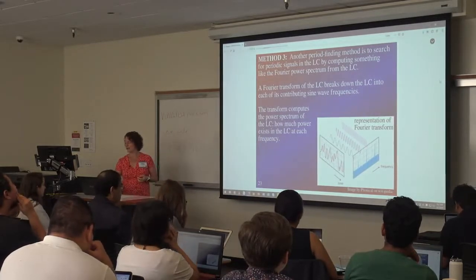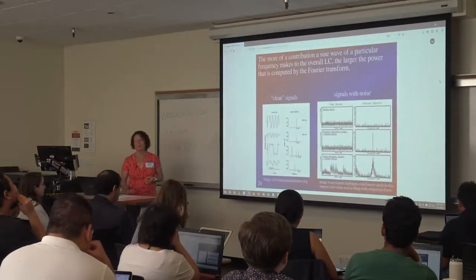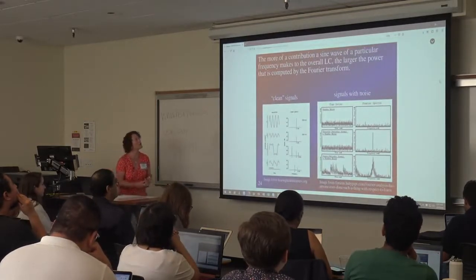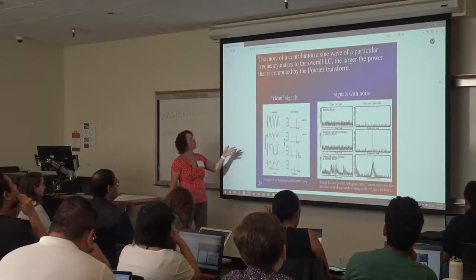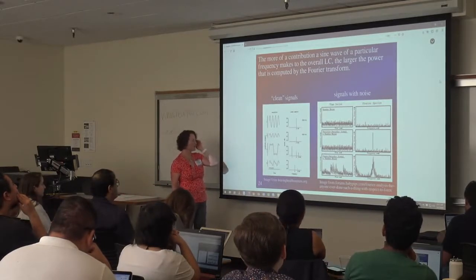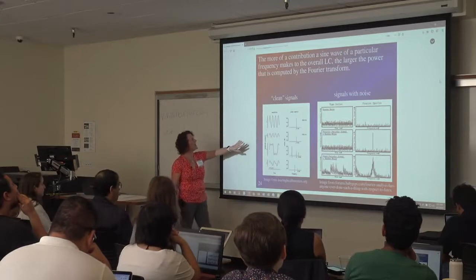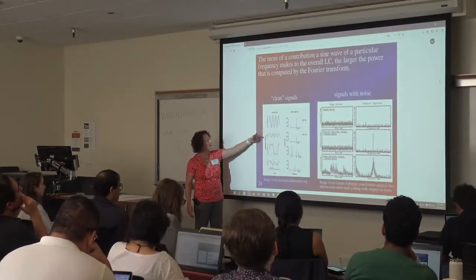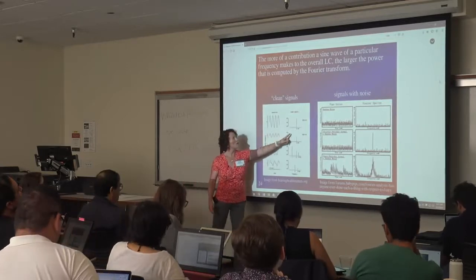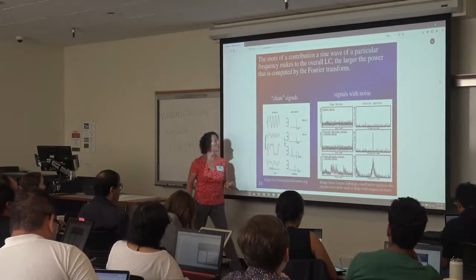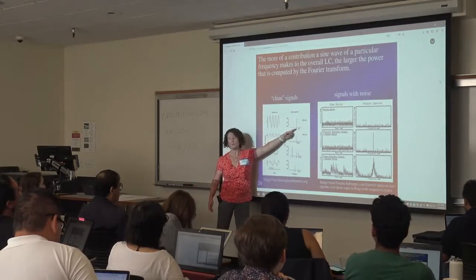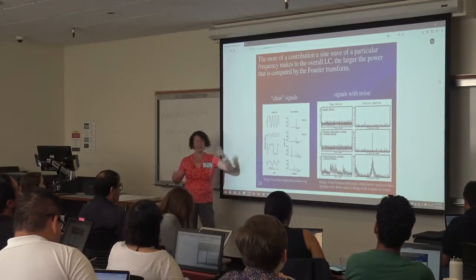And so let's talk about this. The more of a contribution a sine wave of a particular frequency makes, the larger the power that is computed by the Fourier spectrum, or the Fourier transform. And so I have a couple different examples of waves and then the Fourier transform and the power spectrum of those. So you can see a simple sine curve has most power, well, right at that frequency. So that's kind of the easy case.